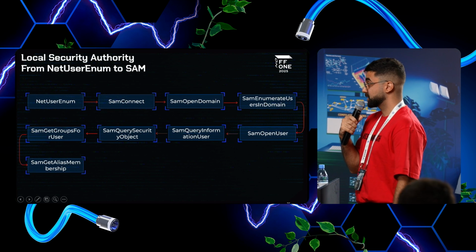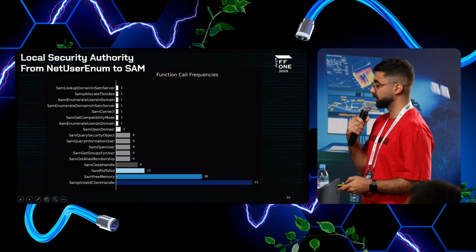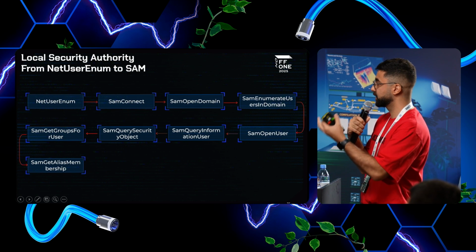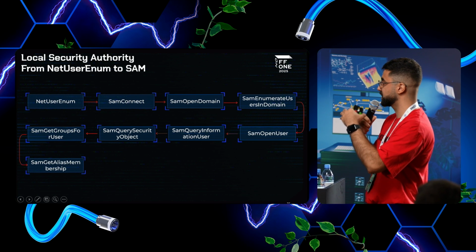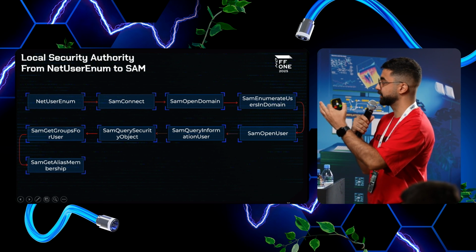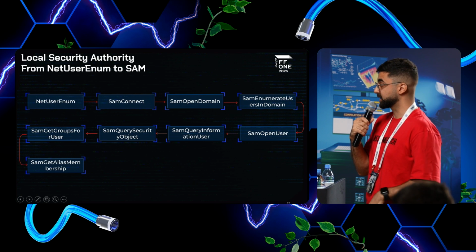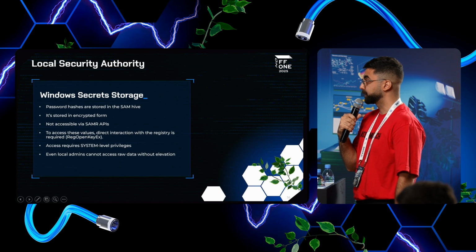So here is the sequence of these APIs. We start with NetUserEnum. After that, it will connect to the server, open the domain, which will be twice here, enumerate all the users inside it, open each user, and try to get information about each user by interacting with these objects that we talked about before.